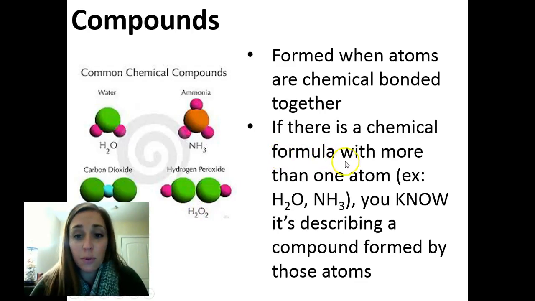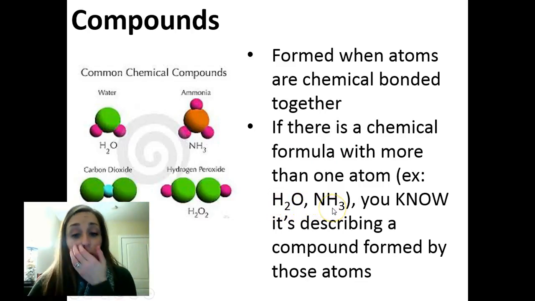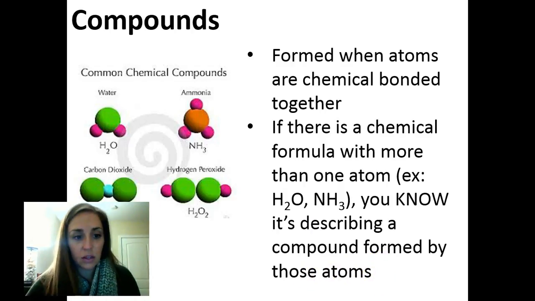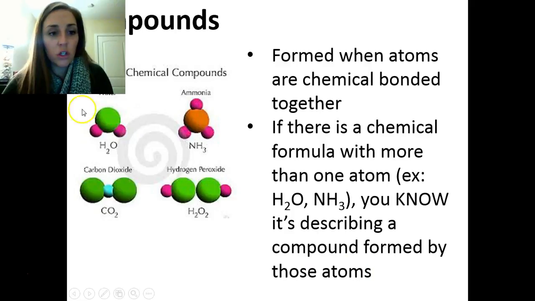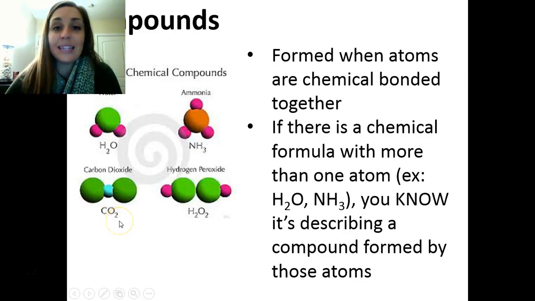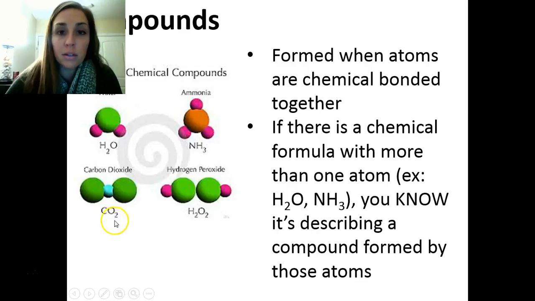So if there's a chemical formula with more than one atom, like H2O or NH3, you know it's a compound because it's formed by a combination of those atoms. Here we also have CO2, one of those major greenhouse gases you've probably heard talked about on the news, like what are the carbon dioxide emissions right now? CO2 is a compound. It has multiple atoms of elements bonded together.